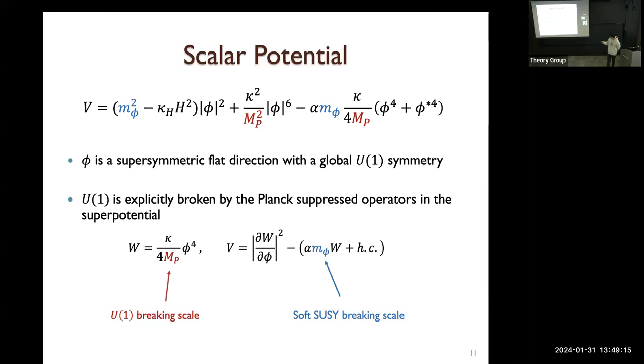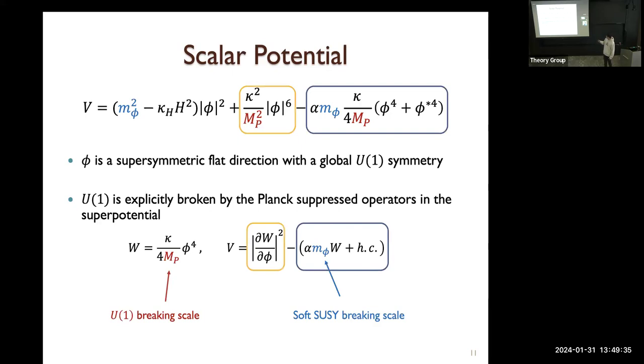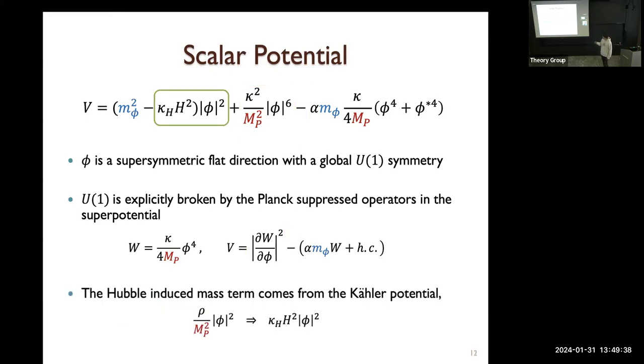So this M phi is the soft supersymmetry breaking scale. Throughout this talk, I'm going to show the U1 breaking scale in red, and the supersymmetry breaking scale in blue. I assume this is the weak scale. Then this term gives this SUSY term, and this soft breaking term gives this term. And of course, this is the bare mass, and this Hubble-induced mass comes from the Kähler potential. This kind of term can appear through the Kähler potential, and this converts to the Hubble scale. So this is the potential for the Affleck-Dine.